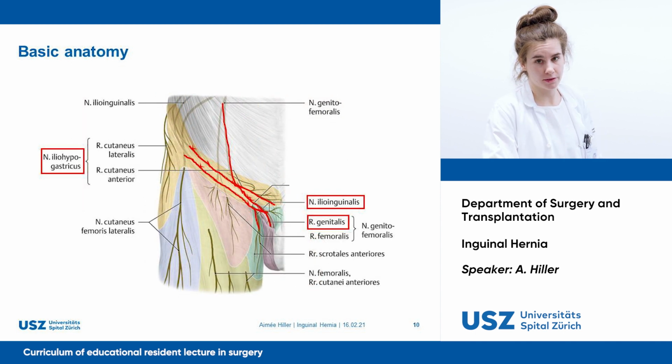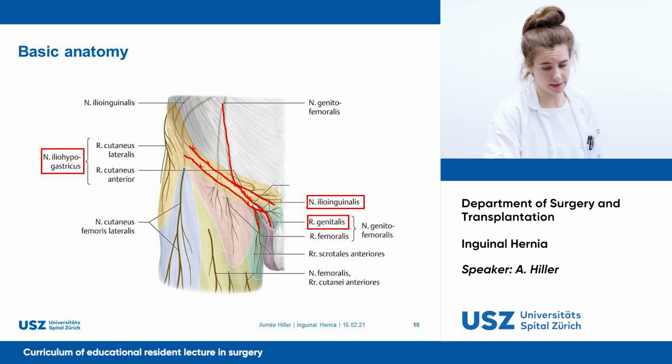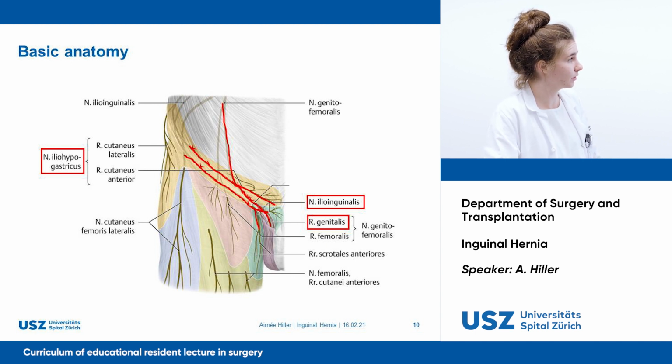It is also important to know the nerves of this particular region, as we see later on when we discuss the complications. So the most important nerves are the iliohypogastric nerve, the ilioinguinal nerve, and the genital branch of the genitofemoral nerve.